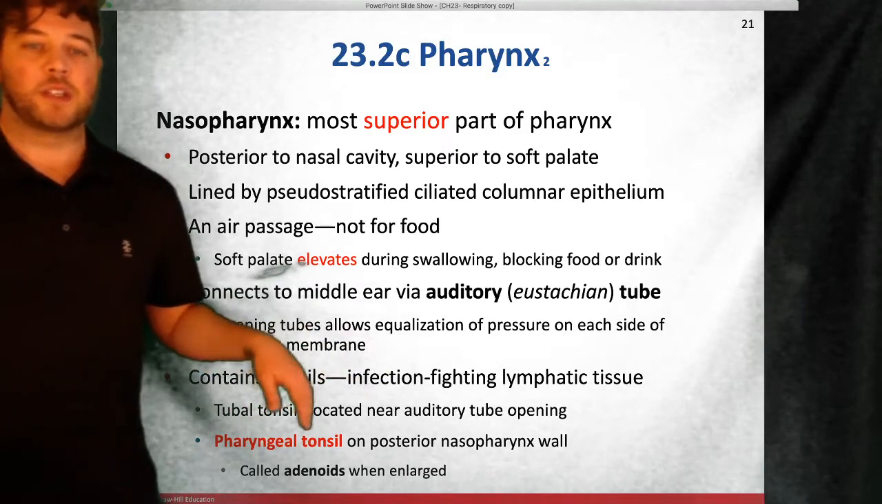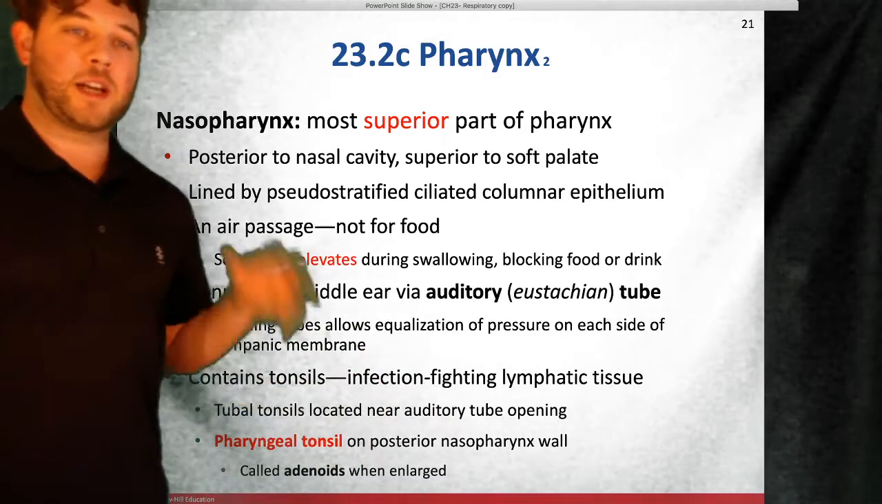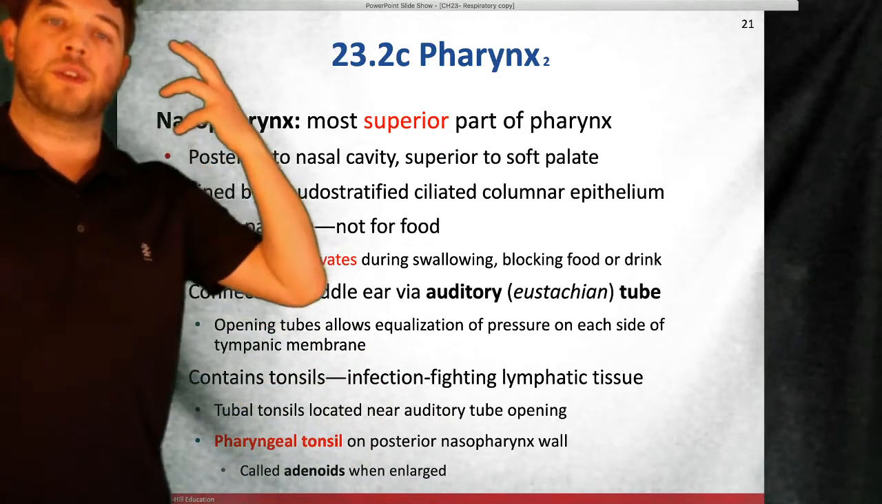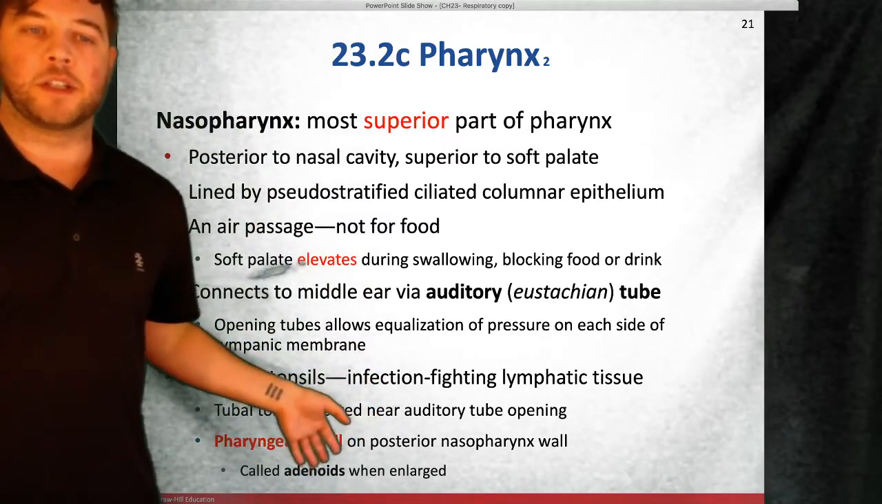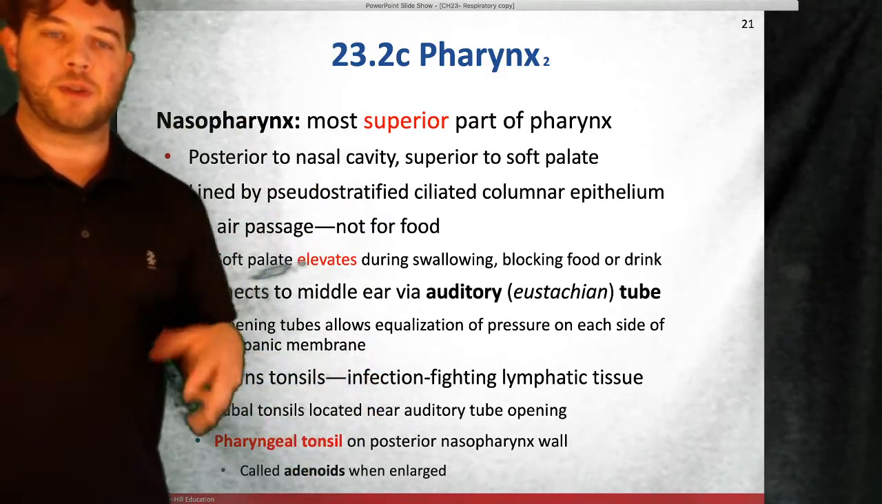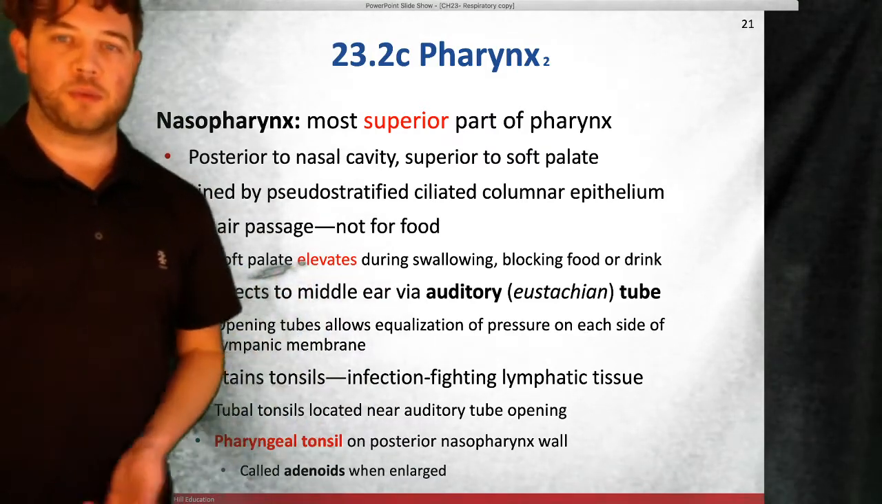We don't really talk about those. The pharyngeal tonsils are on the posterior nasopharynx wall. Remember, tonsils are there filtering inhaled and ingested material. We have inhaled material here, and when they become enlarged, they're called adenoids. So you might have heard someone say, "Oh yeah, I have adenoids. I'm having my adenoids removed." That happens.